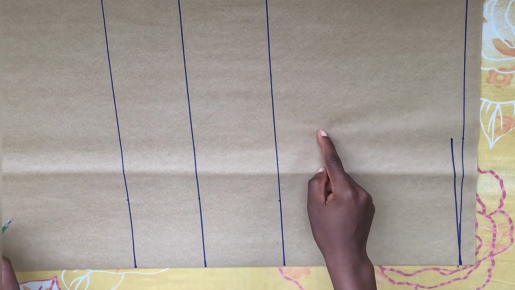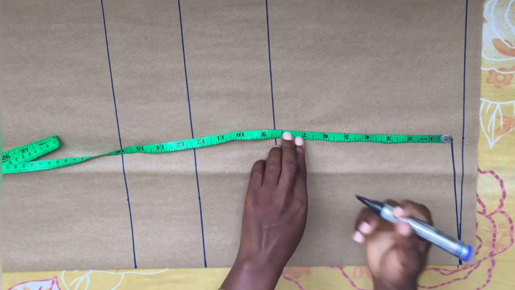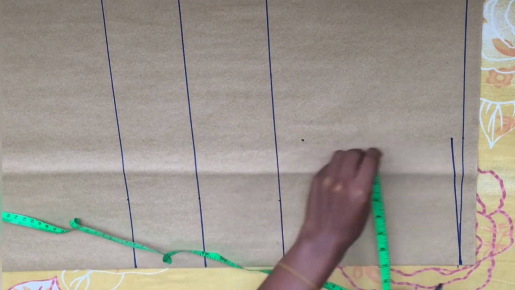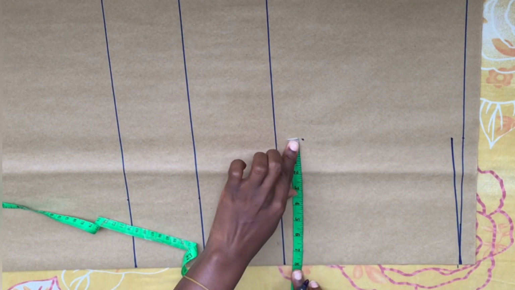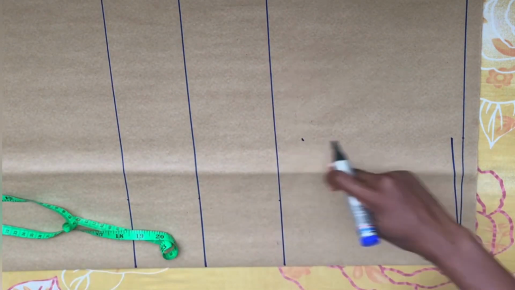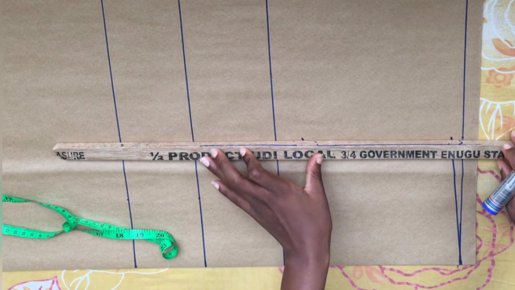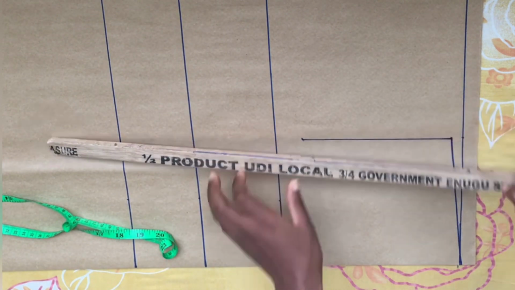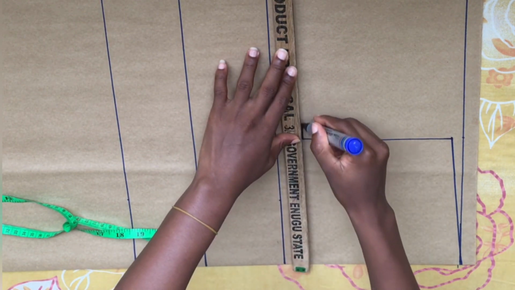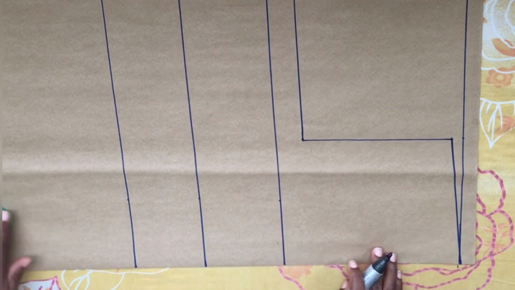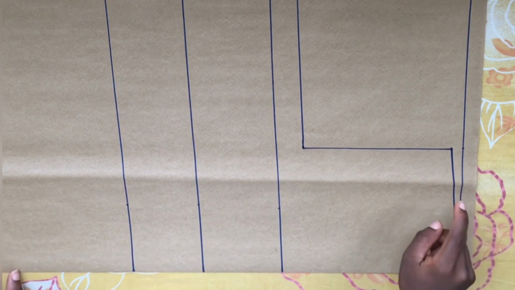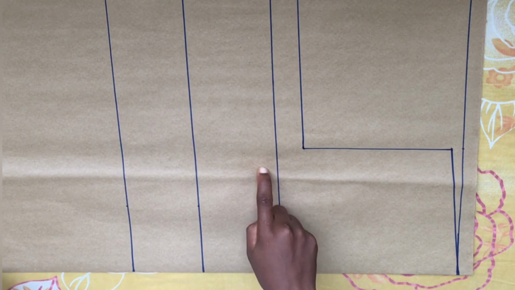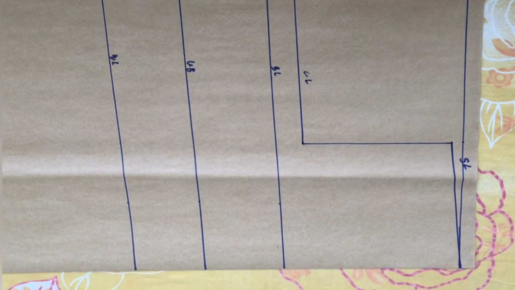So guys, after doing this, I'm going to come down from my shoulder by 7 inches. So I'll check to make sure it's the same thing. Then I'm going to connect the lines together. So this is our basic body measurement. In case you guys don't know, this is what is called the basic body measurement, where we have the shoulder line, the chest line, the bust point, the underbust, and also the waistline.